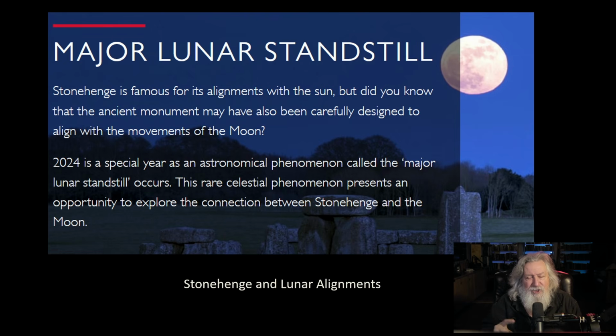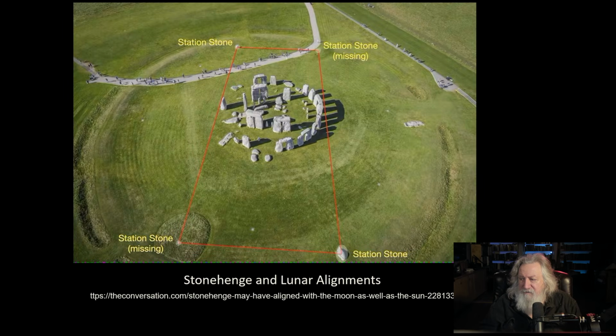This rare celestial phenomenon presents an opportunity to explore the connection between Stonehenge and the moon. Now, the likely connection is what is called the station stone rectangle. The station stone rectangle is defined right here. If you look at this aerial view, there's a rectangle. There's two stones that still define the rectangle, and there's depressions in the ground that define the positions of the two missing stones. So the rectangle can be recreated pretty accurately. Now you'll notice that the rectangle looks virtually tangent to the circle upon which the sarsen stone circle is drawn.